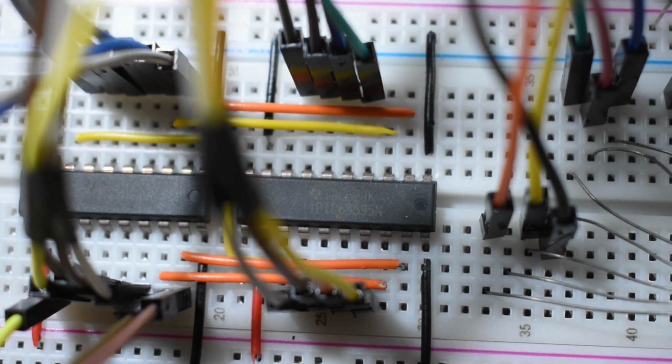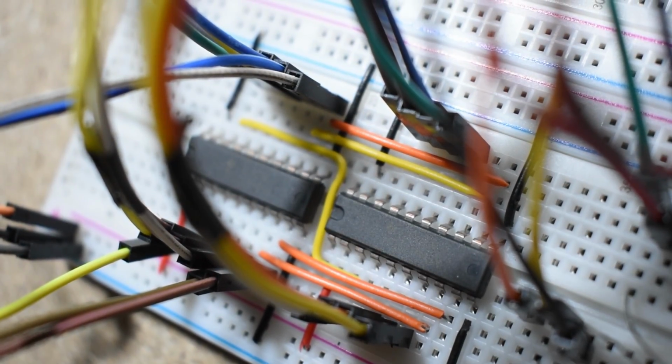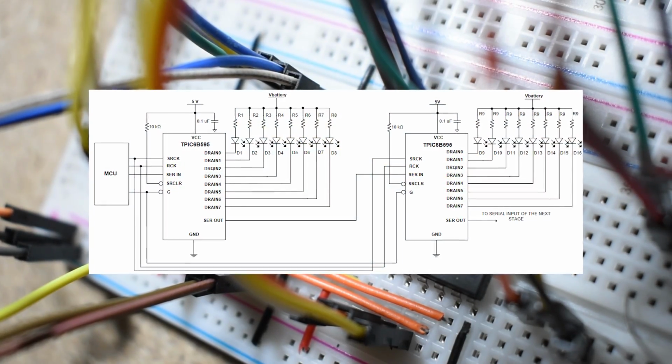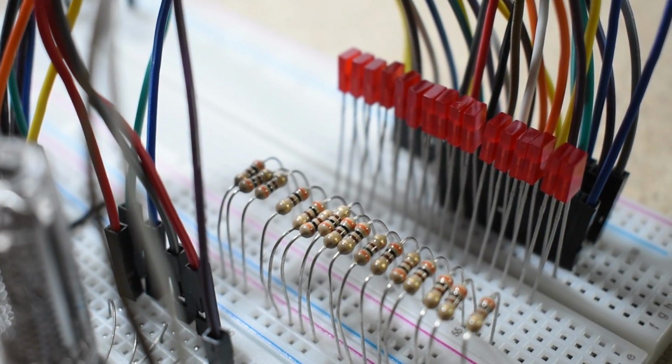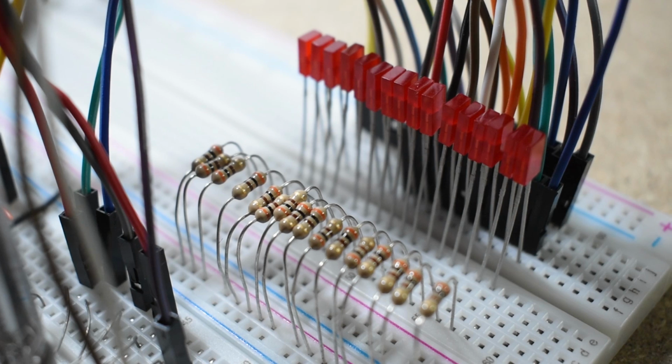The second chip essentially just daisy chains with all the inputs from the first chip, as shown on the schematic. Each of the drain outputs is then connected to the cathode of an LED. Doing this upgrades our 8-bit output to a 16-bit output. Now you can really see the potential here.